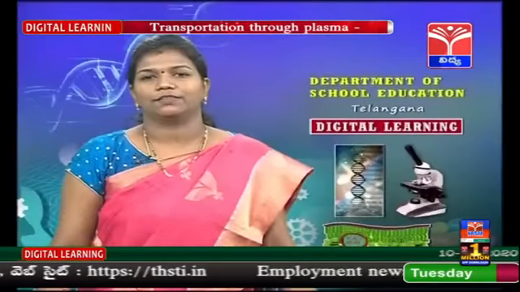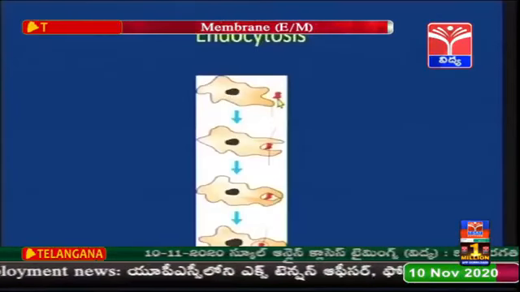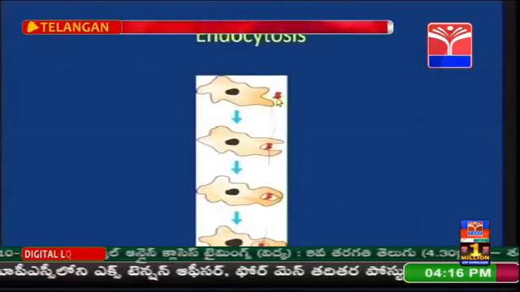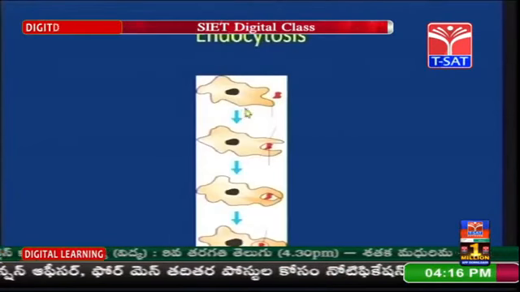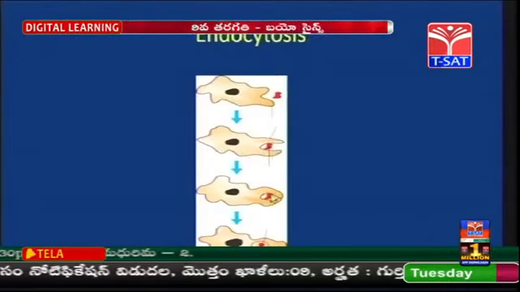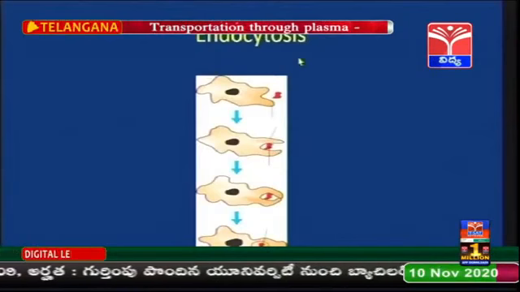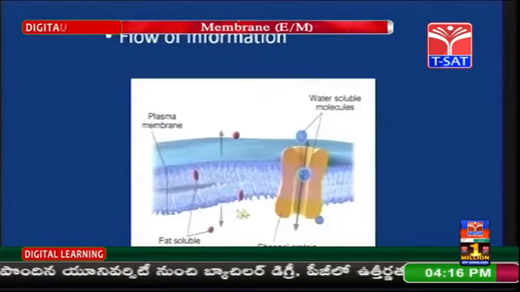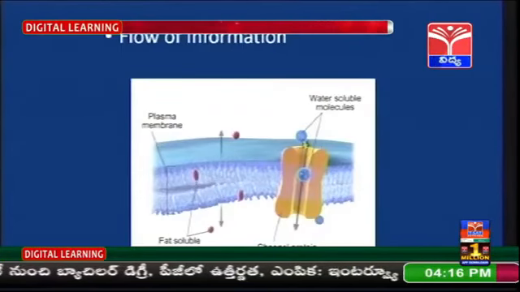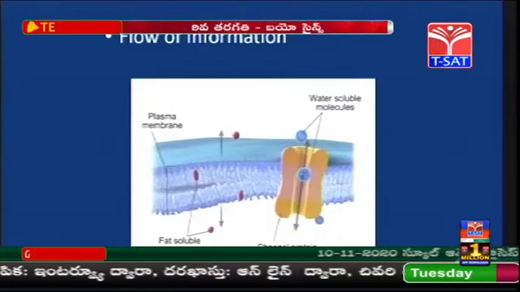Next, endocytosis. Children, this is seen in amoeba. You can see clearly the substance is getting closer to the amoeba. Next, it gets completely dissolved in the amoeba. This is called endocytosis. Flow of information. Children, you can see the water soluble molecules are entering the plasma membrane, right?